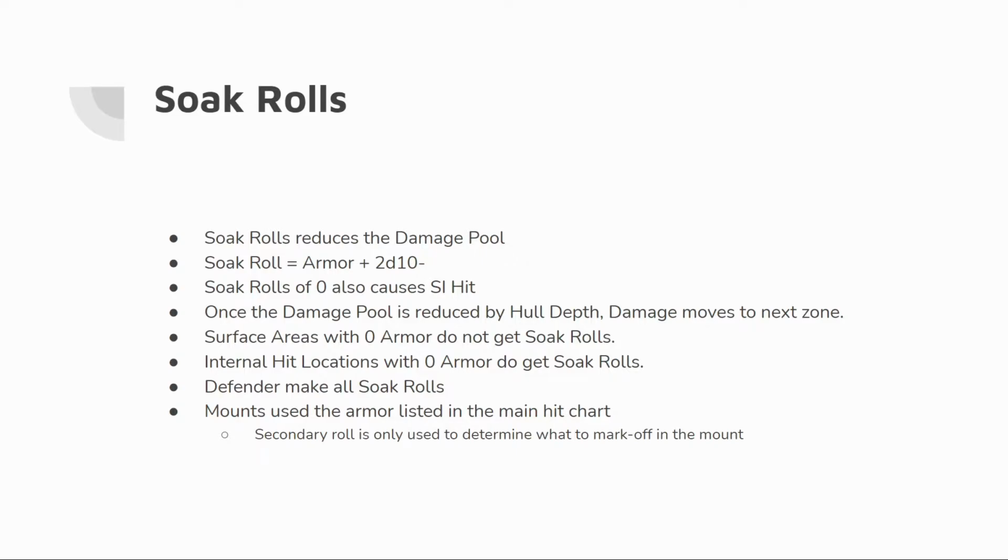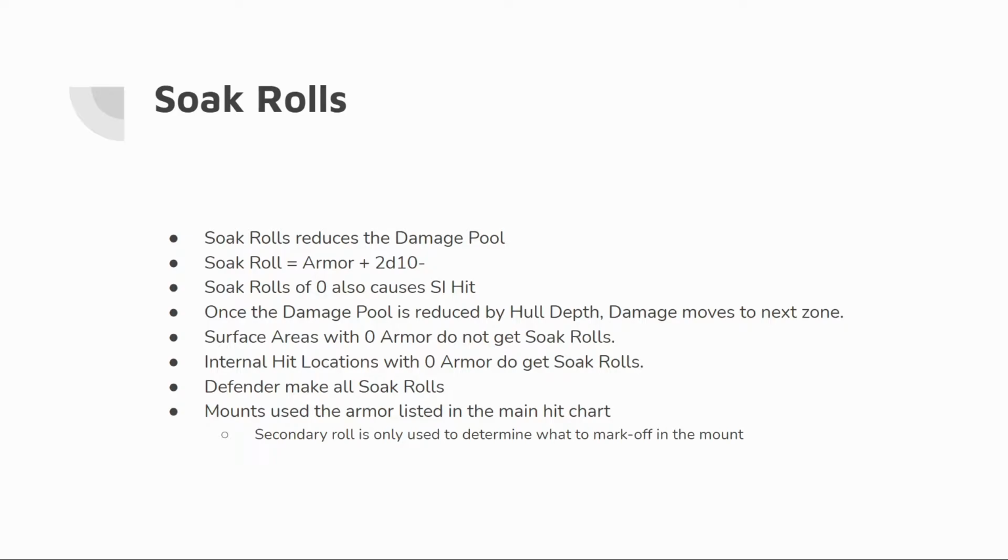2d10 minus is a standard dice rolling convention for Astra Games. It simply takes 2 ten-sided dice, rolls them, and takes the difference. So it generates a value from 0 to 9, with 0 being the most common and 9 being the least common. That 0 bit is important because if you roll a 0 on your soak roll, it will also cause a structural integrity hit as well. Structural integrity is what causes ships to blow up, so avoiding zeros on soak rolls is important, which is also why when I play, my ships blow up a lot because I tend to roll a lot of zeros.